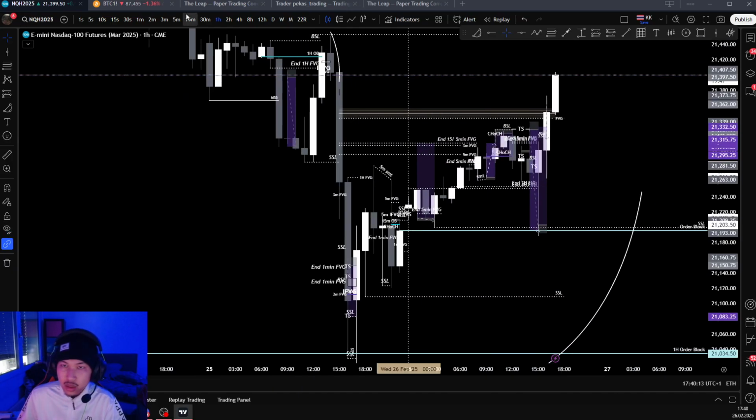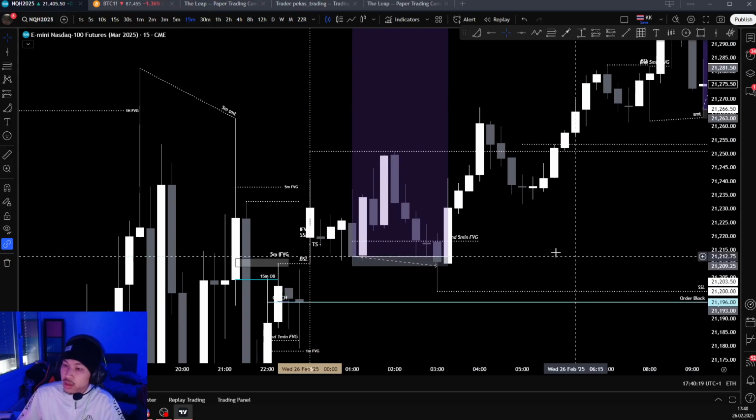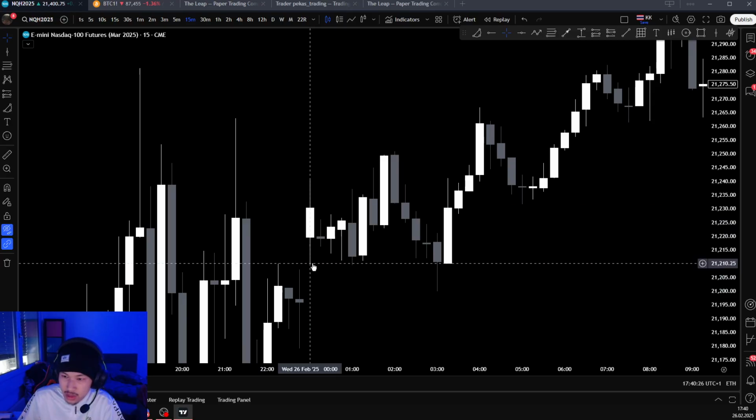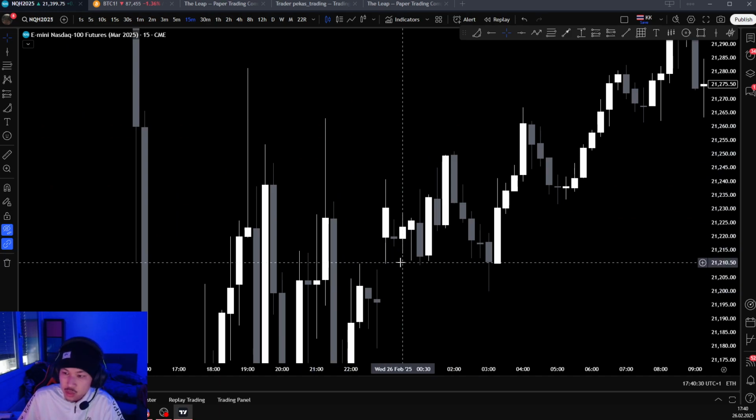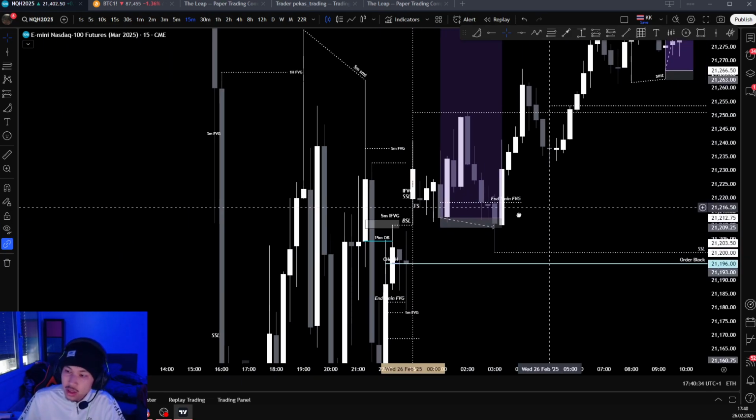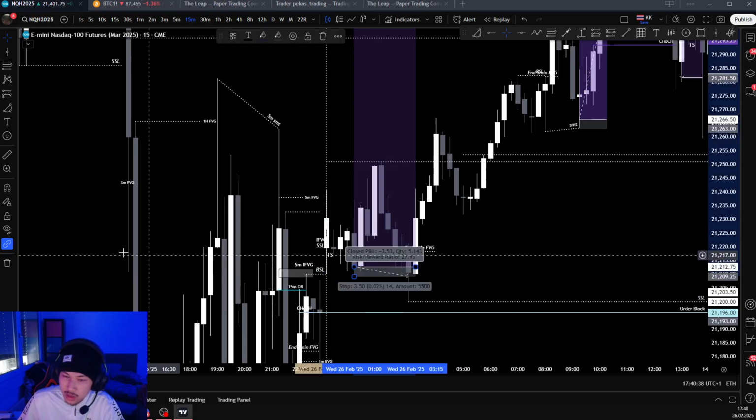So yeah, that's why I looked for a continuation entry. Here I saw that volume gap here. Sometimes it's not tapping inside it and just ran up straight to the upside. That's why I took some entries here, but I lost some trades around here. And yeah, very nice trade was after it tapped in here.